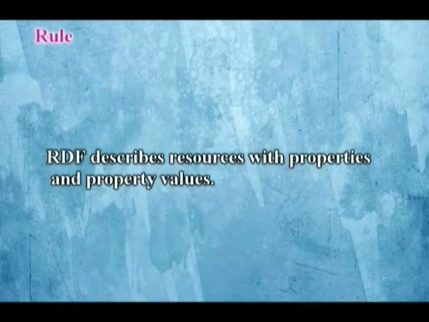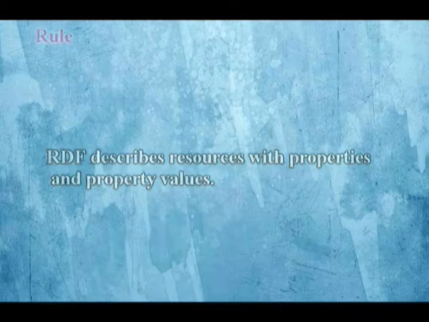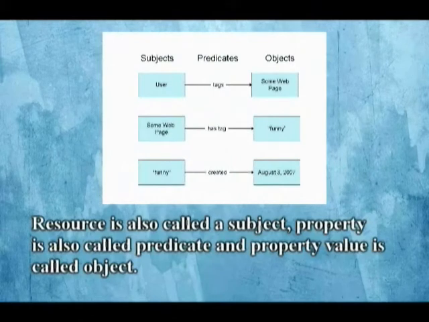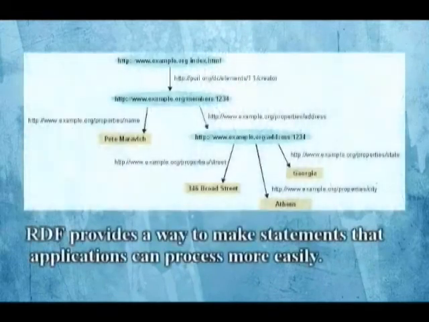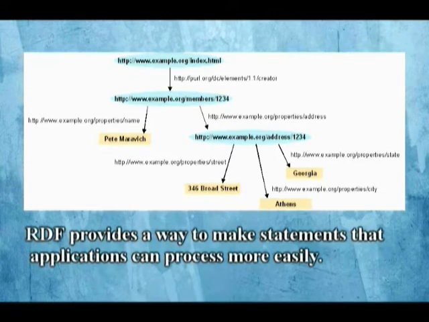RDF describes resources with properties and property values. A resource is also called a subject, a property is also called a predicate, and a property value is called an object. The combination of a resource, a property, and a property value forms a statement. RDF provides a way to make statements that applications can process more easily.